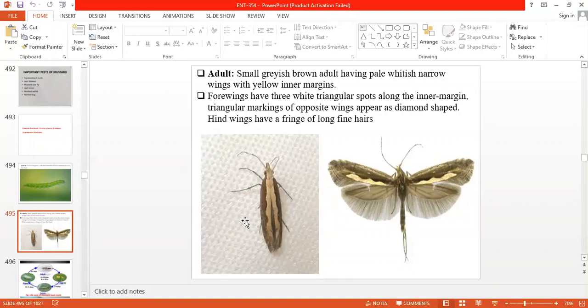Forewings have three white triangular spots along the inner margin. Triangular markings of opposite wings appear as a diamond shaped pattern. Hind wings have openings and long hairs present on the margin of the hind wings.